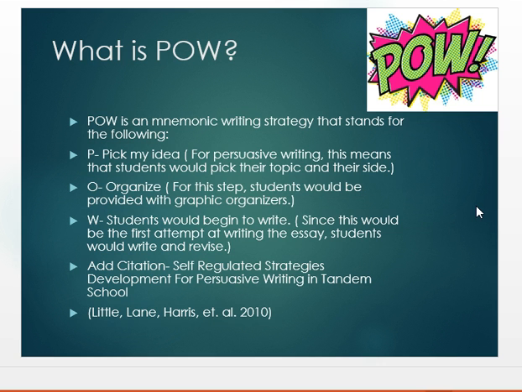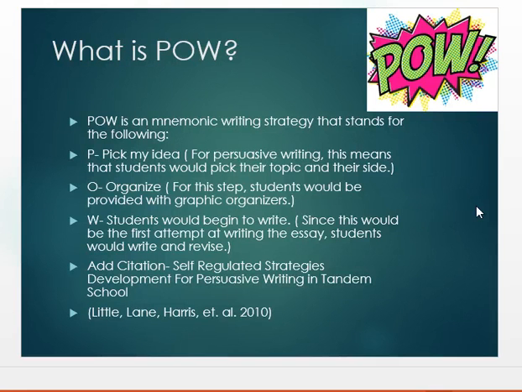So POW is another mnemonic writing strategy, and it stands for P, pick my idea. For persuasive writing, that means that the student is going to pick a topic, and along with picking that topic, they're going to pick the side that they choose to argue for. O stands for organize. For this step, students would be provided with graphic organizers that the teachers would provide them with that would be appropriate for the type of writing that they're doing, which would be persuasive.